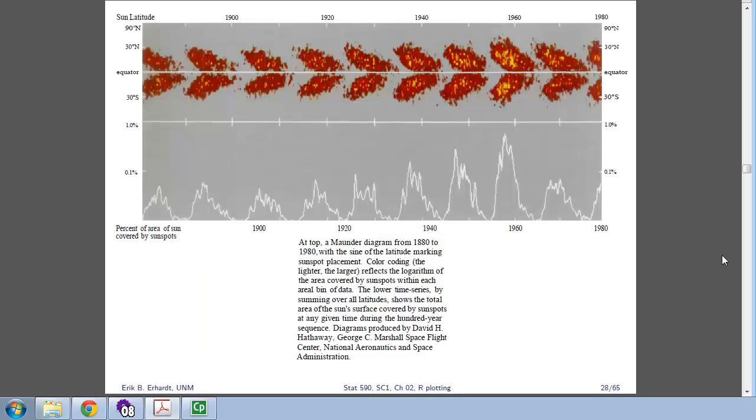This is another way of visualizing sunspots. It's a poorly labeled plot, but it's interesting and dense, so I want to discuss it. Along the horizontal axis is time. It starts at 1880, and it goes all the way up to 1980. And we've got 2 sets of y-axes. At the top, we have the latitude of the sun. So we have the equator in the center, and then we have 30 degrees north and 90 degrees north. So this is not a linear scale. It may be scaled proportional to the area that latitude represents on the sun, but that's not discussed.